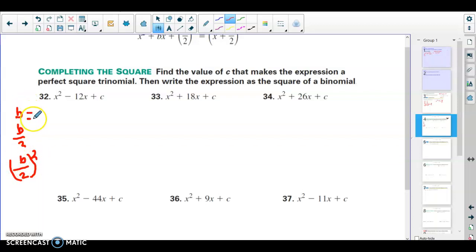All right, so B is this value right here, so it's -12. -12 divided by 2 is -6. -6 squared is 36. So what value am I going to put in up here? My value is going to be x squared minus 12x plus 36. All right, so you're going to take a few minutes and you're going to practice what I just did, looking for values of c that are going to make this a perfect square trinomial.